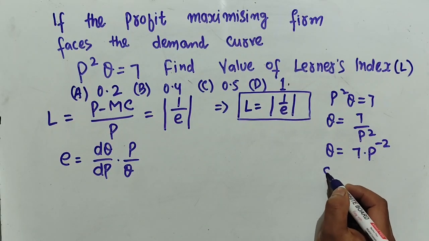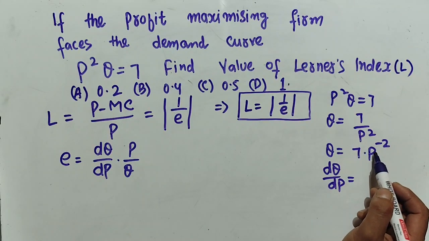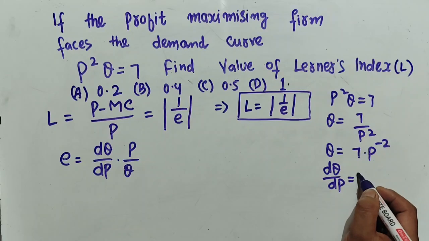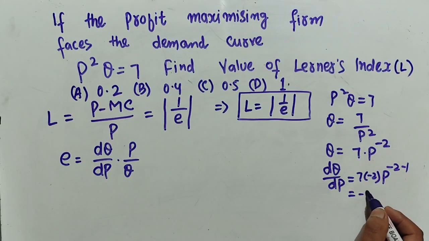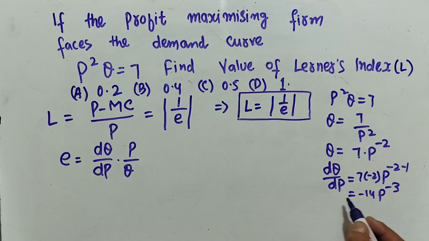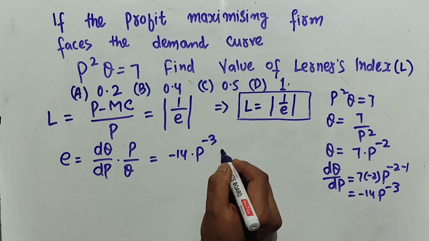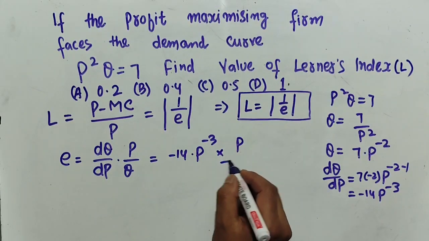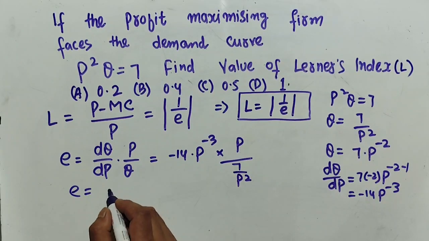Now its derivative, that is dQ upon dP, will be equal to, using the power function rule, the exponent of P becomes the coefficient. So we have 7 times negative 2, and the exponent is subtracted by 1, so we get negative 2 minus 1. This is equal to negative 14 times P raised to the power negative 3. So elasticity of demand will be equal to dQ upon dP, which is minus 14 times P raised to the power negative 3, times P upon Q. Q is equal to 7 upon P squared here.